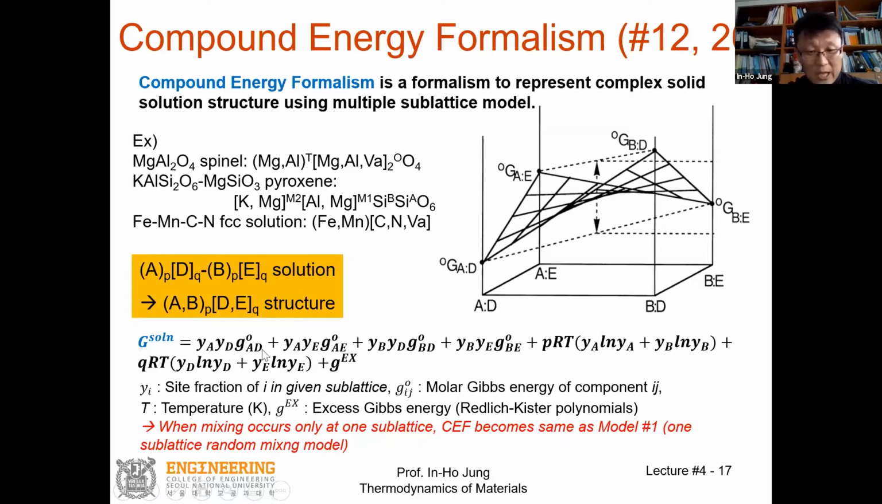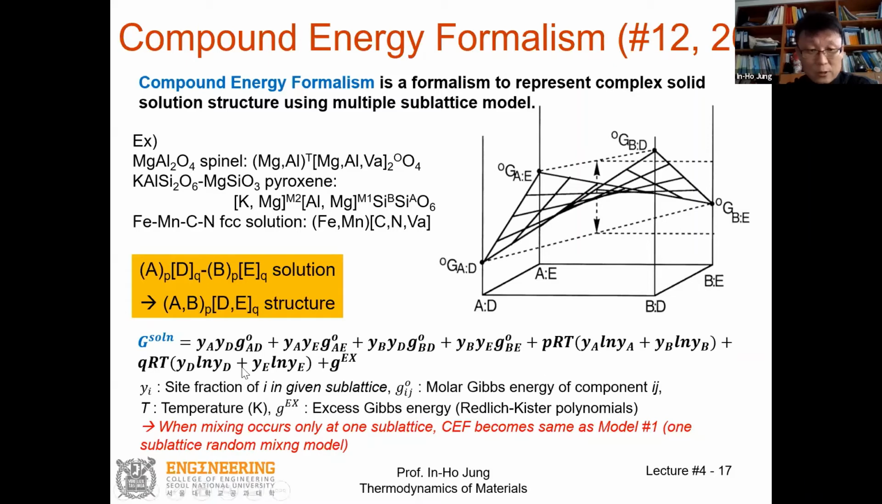And this AD means A_P D_Q, A_P E_Q, B_P D_Q, etc. So I just used only the term, but in fact, inside of this formula it is A_P D_Q. And then this Y is the special one. So Y we call site fraction. So at the given site, the first sublattice, what's the mole fraction of A? That's YA. So between YA and YB, YA plus YB equals 1. Each is a kind of mole fraction in the given lattice.